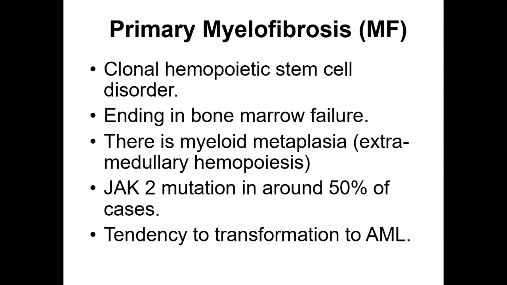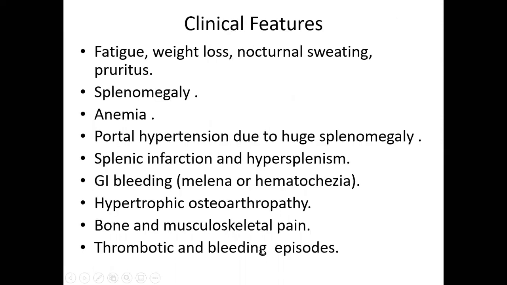and not suitable for hematopoiesis, and they will reside in spleen and liver, and there they will produce hematopoiesis. The JAK2 mutation occurs in around 50% of cases, and there's also a tendency for transformation into acute myeloid leukemia.